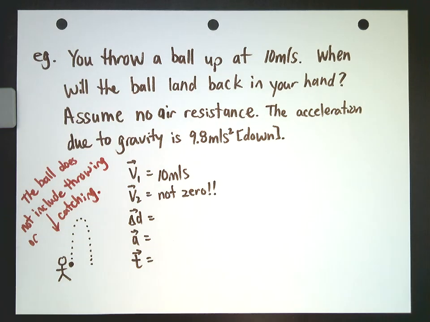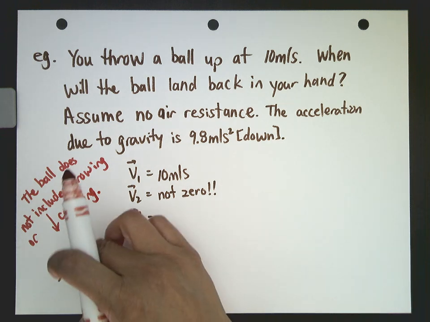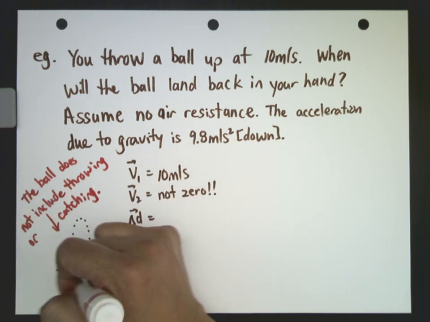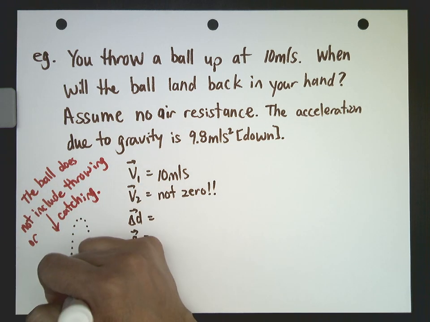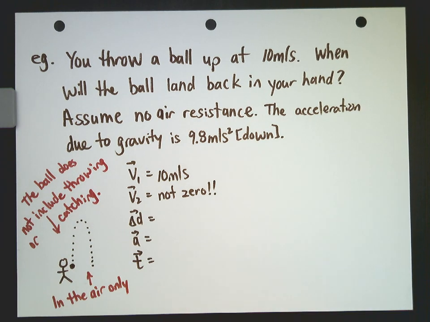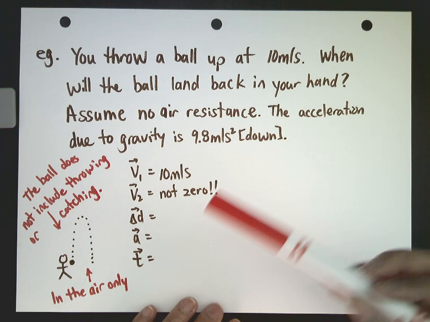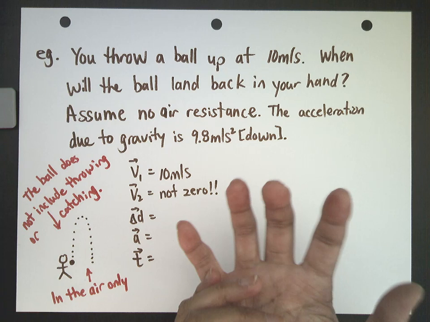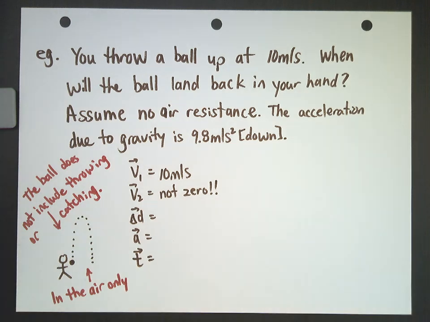The only part in this question is the part where you are not touching the ball. You're not physically touching the ball. So it only includes the part when it's in the air only. And so therefore, when it leaves your hand, it has a speed, and just before it touches your hand, it has a speed. When you're catching it, that's when you slow it down to zero. Again, that's in the next unit. So V2 is not zero.